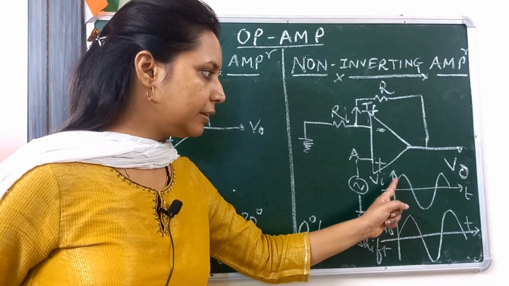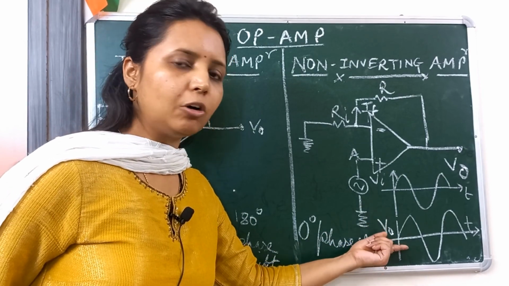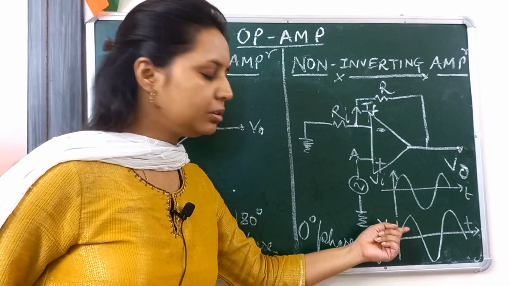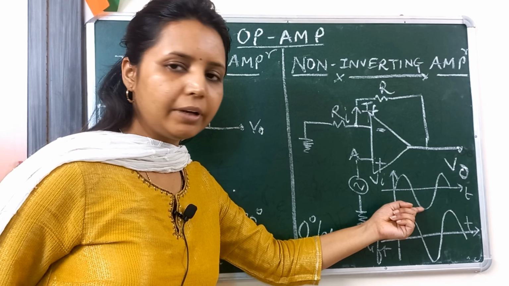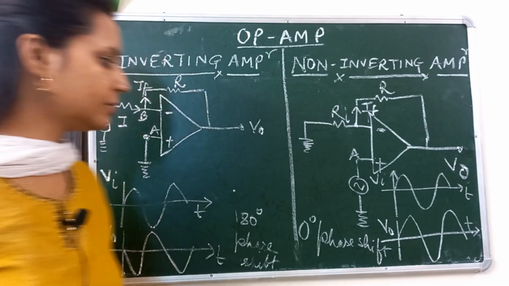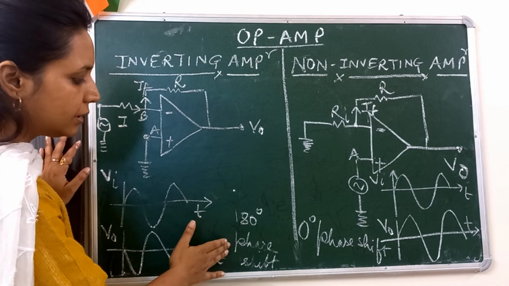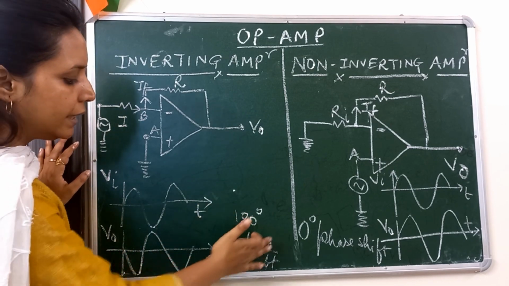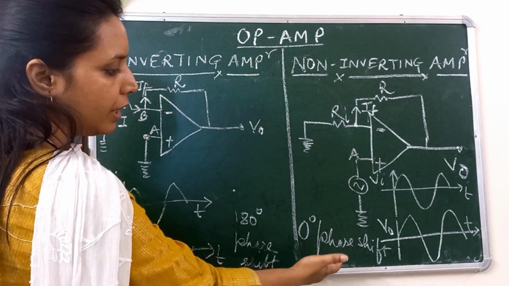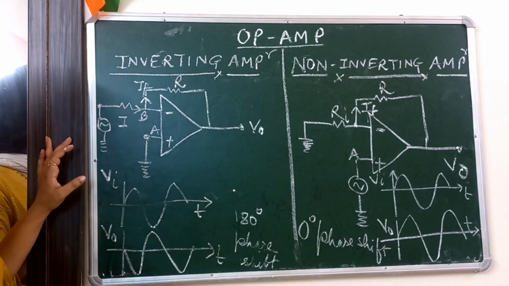As the wave changes from 0 towards 180-degree phase, in the same manner we are getting the output. At the highest value, at the peak value, the output is also maximum, and at the negative peak, the output of the waveform is negative. So we can conclude that an inverting amplifier gives us an output waveform that has a 180-degree phase shift, but a non-inverting amplifier gives an output voltage that has 0-degree phase shift as compared to the input voltage.